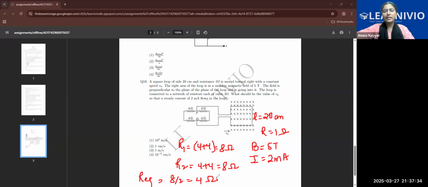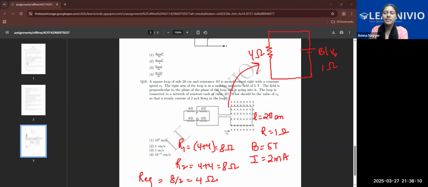Now see, how should I write this circuit? I have a resistor of 4 ohms here. Now, instead of the whole thing, which kind of EMF am I getting? As soon as we see the loop is moving, it means this is motional EMF. So whatever the EMF is, it will be BLV0. I'm replacing it with a battery, and the resistance is 1 ohm. Like this, I can write this circuit now.